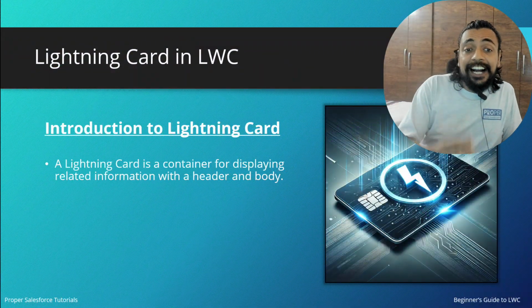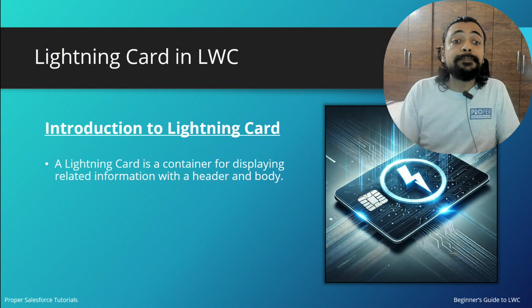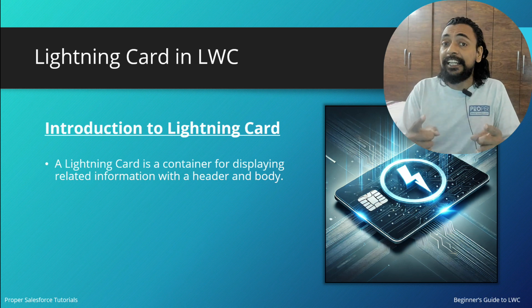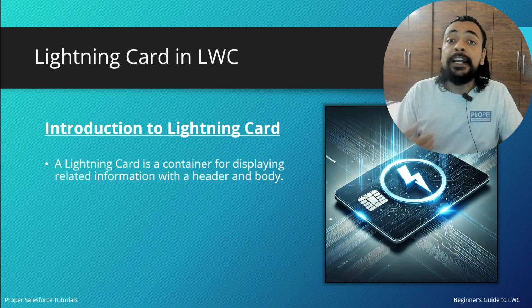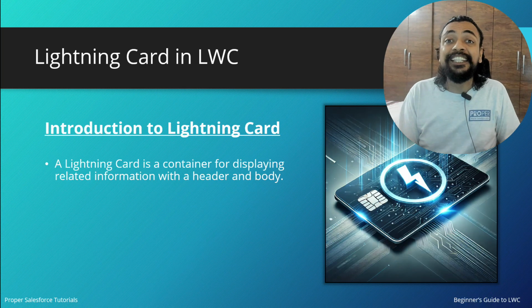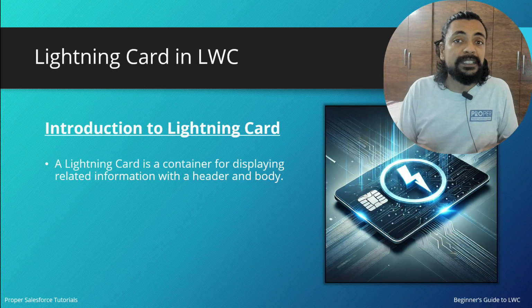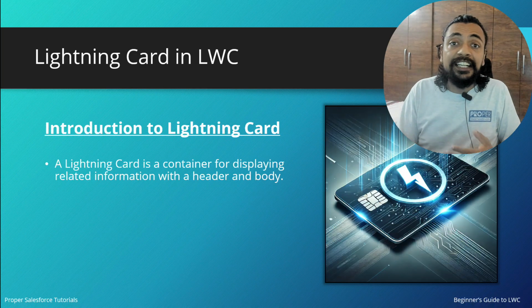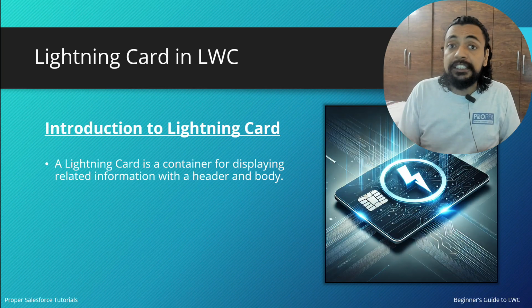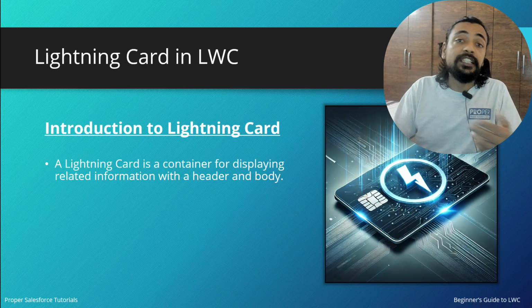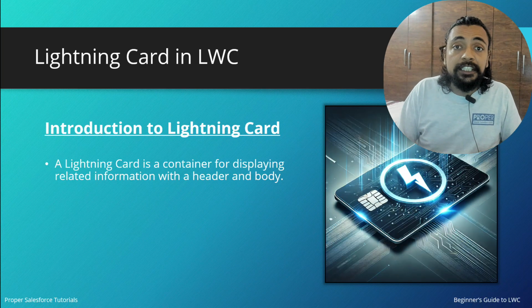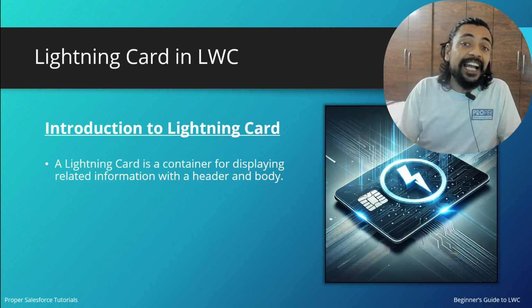Now a Lightning Card is a container for displaying related information with a header and a body. So with the help of a Lightning Card, you can provide a container and the rest of the other components you can keep inside the body of this specific container. Now this container can also have headers and footers, and you can include plenty of things inside headers and, of course, some buttons or links inside footers to make it look a perfect standard card.